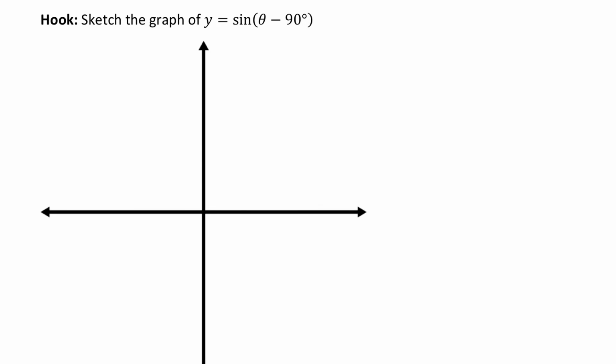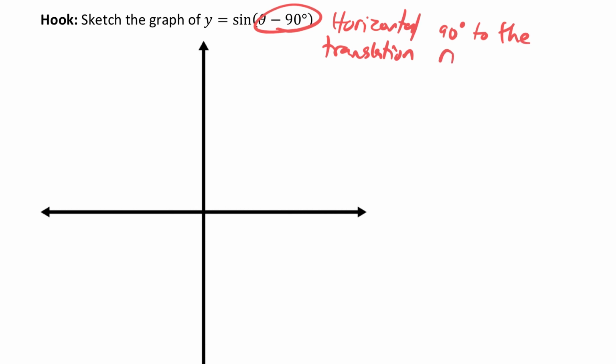Hello. In this video, we're going to continue graphing trig functions, and we're going to start looking at some changes to the horizontal values. So here we have y equals sine of theta minus 90 degrees, and that means we're going to have a horizontal translation. So this here means a horizontal translation, and it's going to be 90 degrees to the right. Because remember, we take the value, and if it's subtraction, then we do the opposite, which is adding.